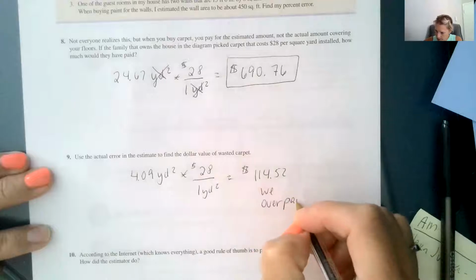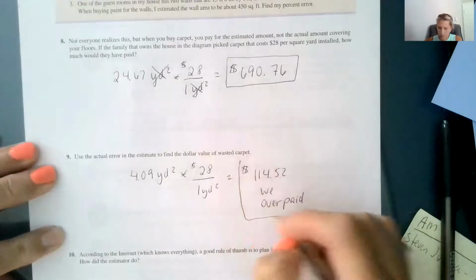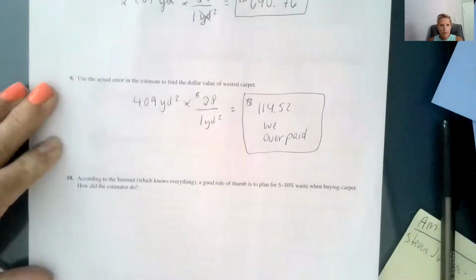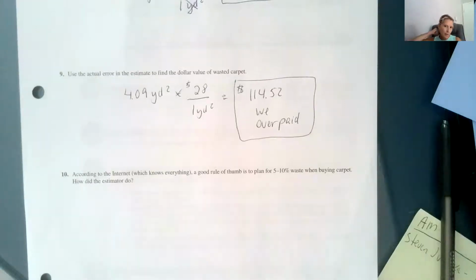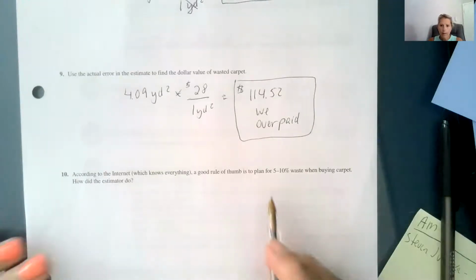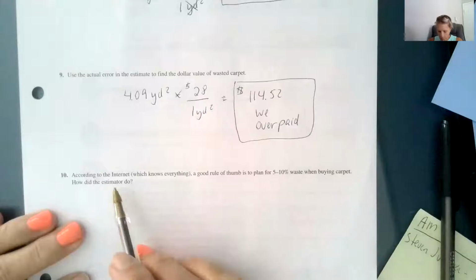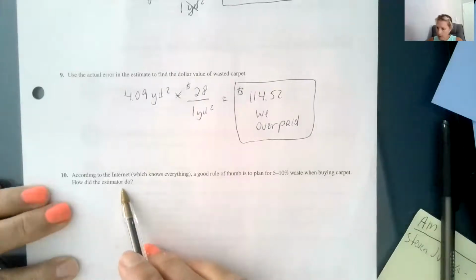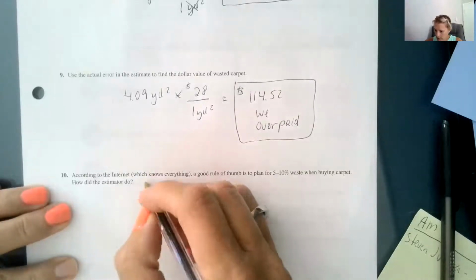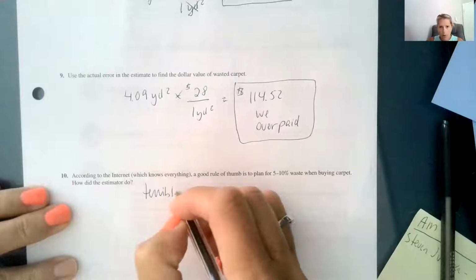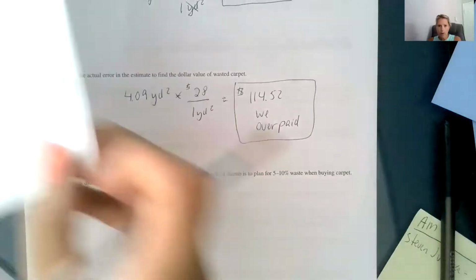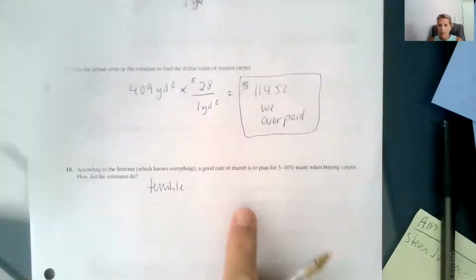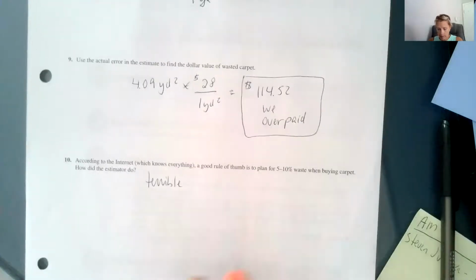That's discouraging. According to the internet, which knows everything, right? A good rule of thumb is to plan for 5 to 10% waste when buying carpet. How did the estimator do? He did terrible. He overestimated by 20% is what we came up with, almost 20% over. So it was definitely not the 5 to 10, which they say is acceptable. I don't think that's acceptable.